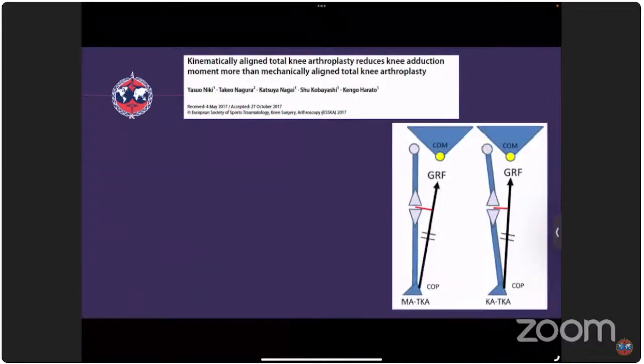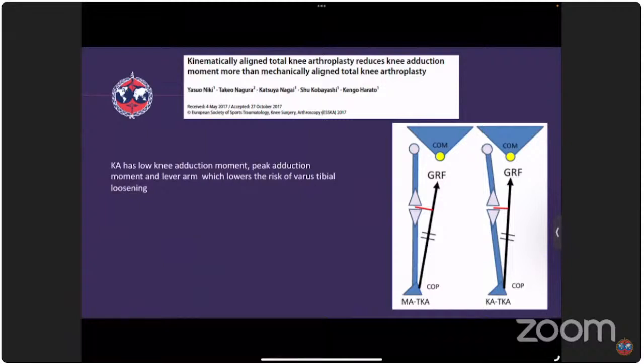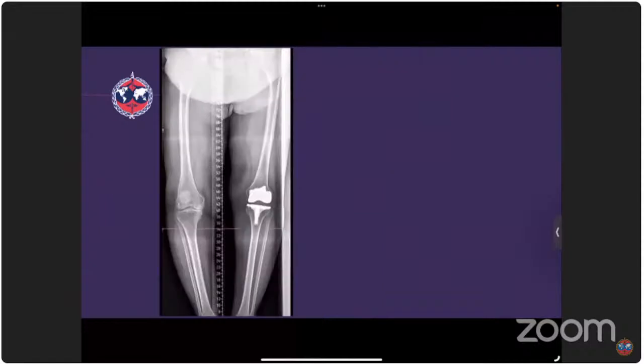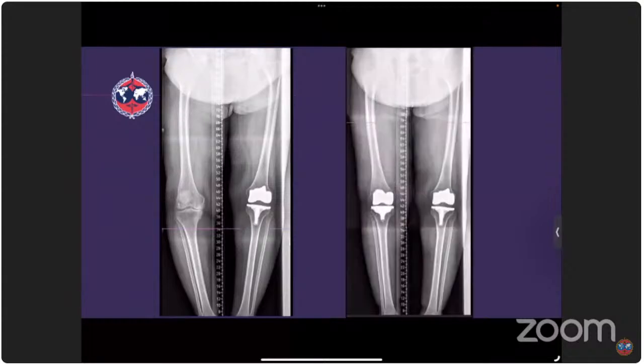So again, I would like to reiterate a few important points that have been mentioned. Kinematic alignment gives a low adduction moment, peak adduction moment, and lever arm, which lowers the risk of a varus tibial loosening despite placement in varus. So this is a patient who had an MA TKA on her left side and came over to have a total knee on the right side, and kinematic alignment has been performed.